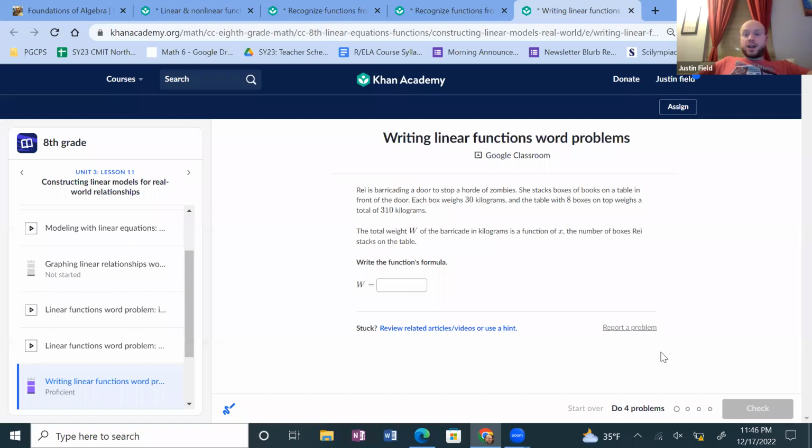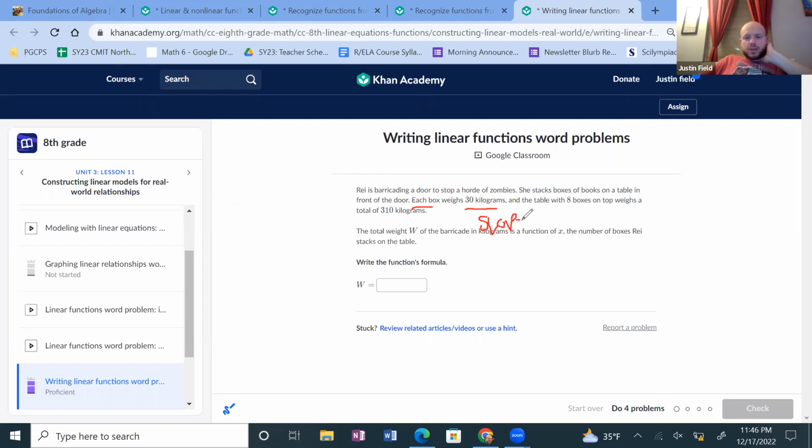Now let's talk about writing. And so we're still going to identify the slope and the y-intercept, or a point. And we're still looking at the units. I feel like we did this already, but let's do it again. Ray is barricading a door to stop a horde of zombies. This could happen. She stacks boxes of books on a table in the front of the door. Each box weighs 30 kilograms. Each is a slope word. Slope?